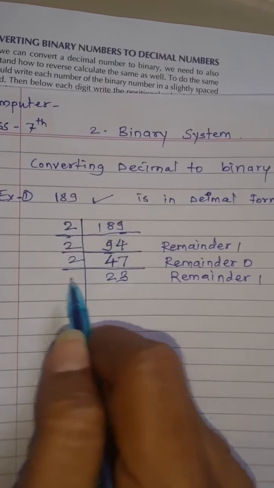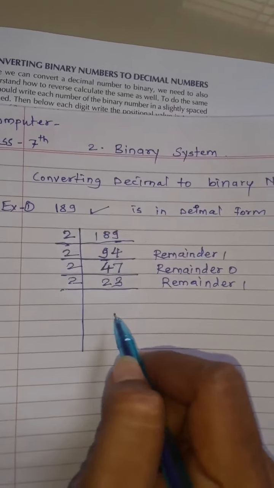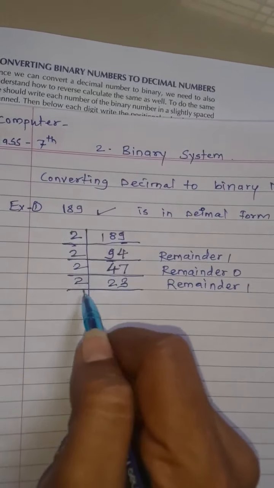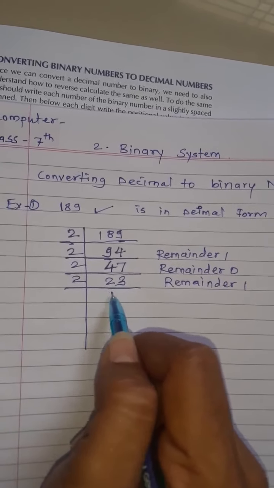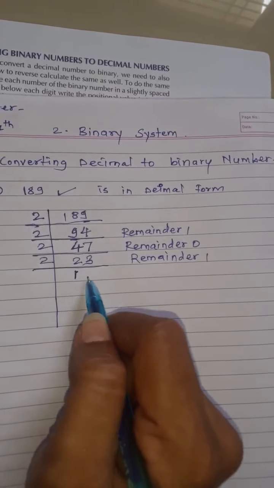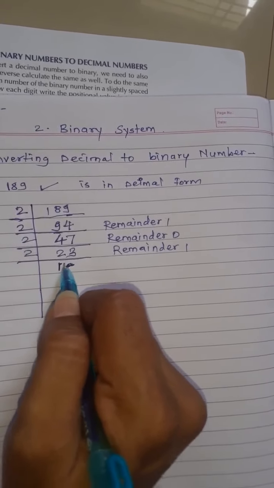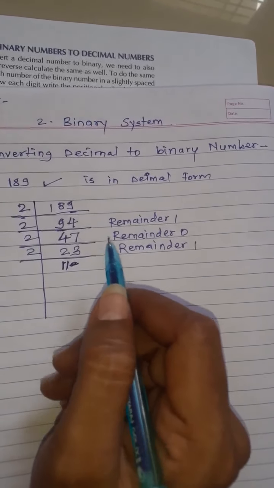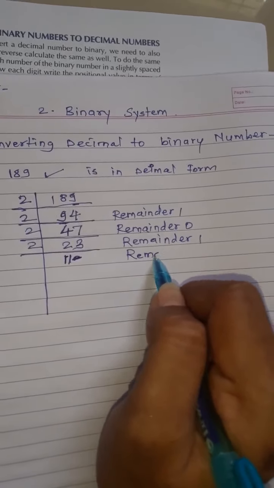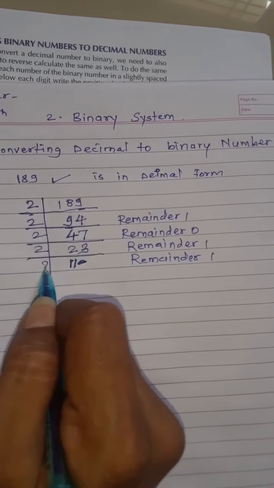Again this 23 we divide by 2. We have to go up to the quotient becoming 0. Again we divide this. 2 1s are 2. 1 is the remainder. Again we can divide this number.